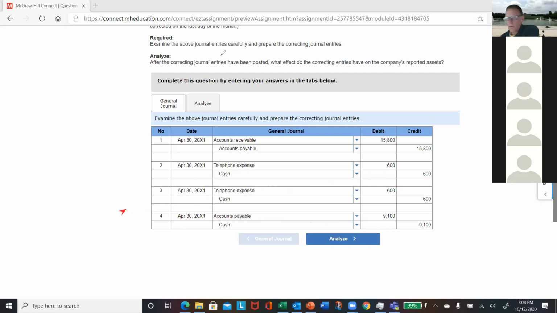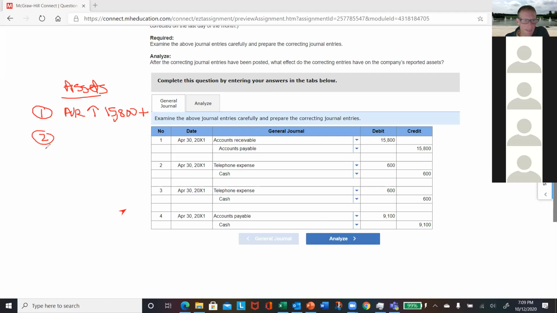So if I were to write this out, this is how I would have looked at it, and then we'll get back to the actual answer. I would have written it out like this. In terms of our assets, let me get my stylus on here. I would have gone through each of these and said, okay, on this first transaction, accounts receivable increased because it got debited by $15,800. So that would be a plus.